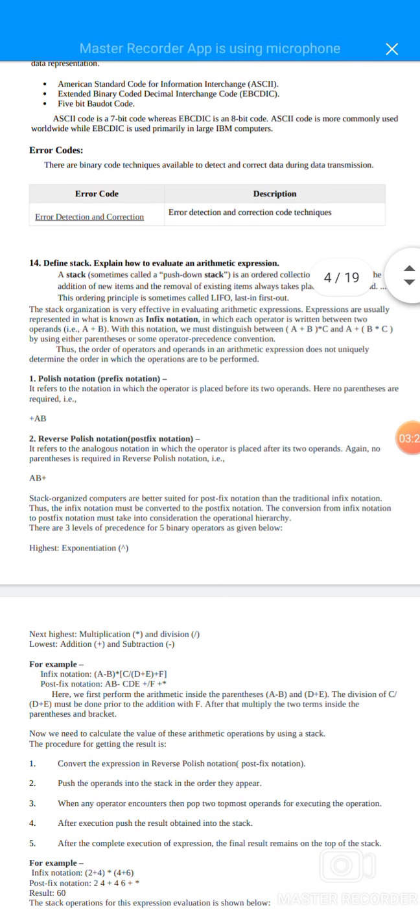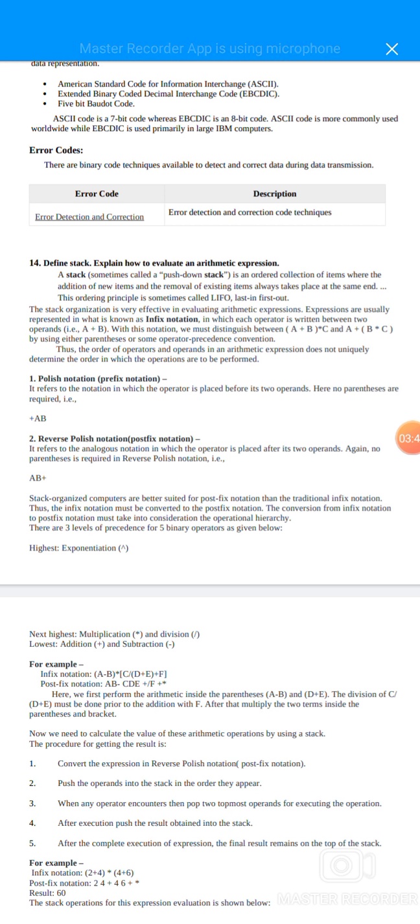14th question. Define stack. Explain how to evaluate an arithmetic expression. A stack is an ordered collection of items where the addition of new items and removal of existing items always take place at the same end. The ordering principle is sometimes called LIFO, last in first out. The stack organization is very effective in evaluating arithmetic expressions.